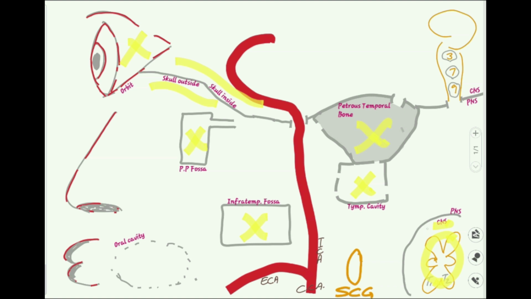So this is the central nervous system, and outside we will have the peripheral nervous system. This is the brain that is present inside the skull. So this is the central nervous system, and outside the skull we will have the peripheral nervous system.